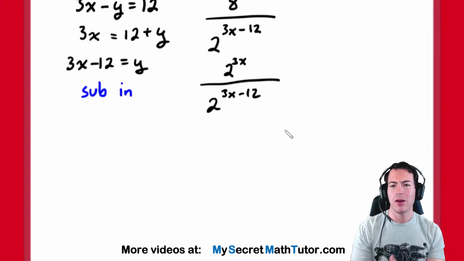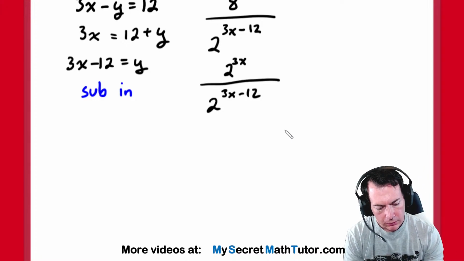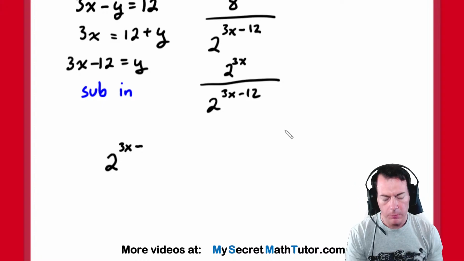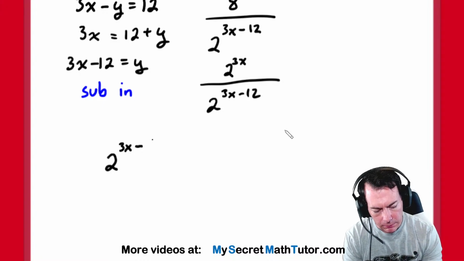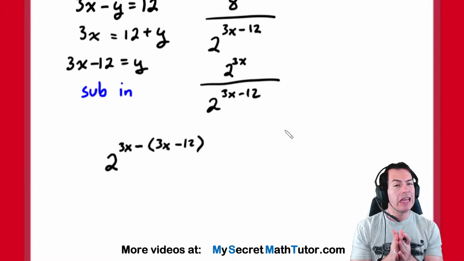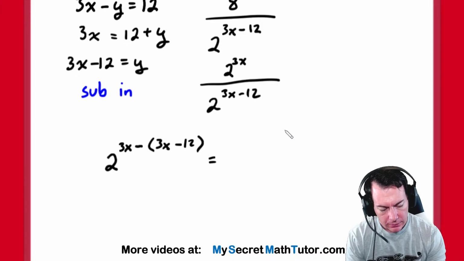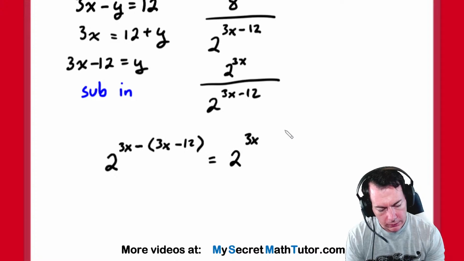All right, now we can go ahead and apply our rules for exponents. So I'm going to take the top expression here, and I'm going to subtract the bottom power, so 3x minus 12. Note that I'm using parentheses in here because I want to make sure the entire bottom power is being subtracted. If you forget those parentheses, you will end up with a small sign error. So 2 to the 3x minus (3x plus 12).